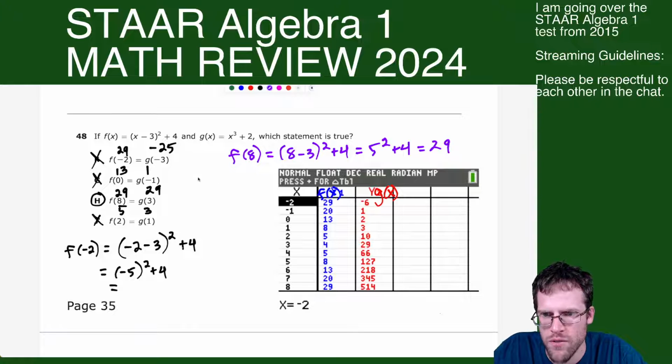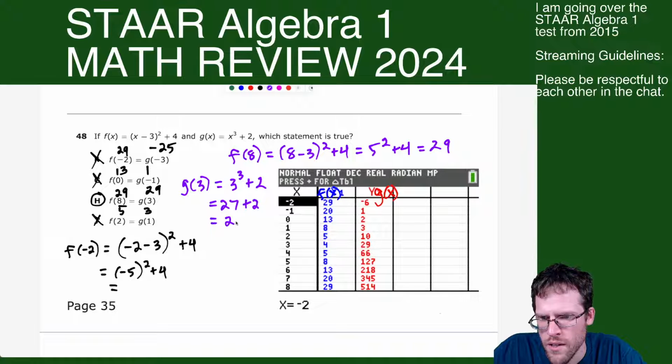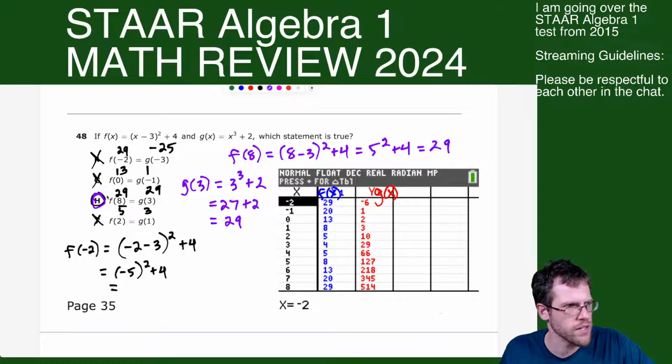If I do g of 3, it is a positive to the third power, so I don't need parentheses here. And then I have 3 to the third power is 27, plus 2 is 29. Even if I did a negative to the third, that's going to be negative, and without the parentheses it'll still be negative. But just use parentheses when you plug in negatives to be safe. Okay. So H is definitely correct.